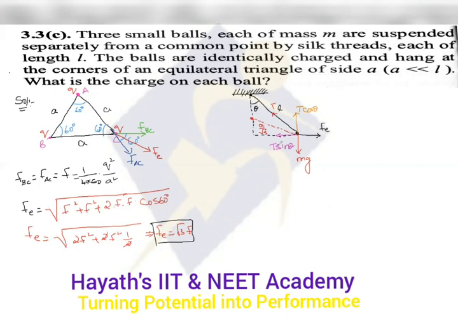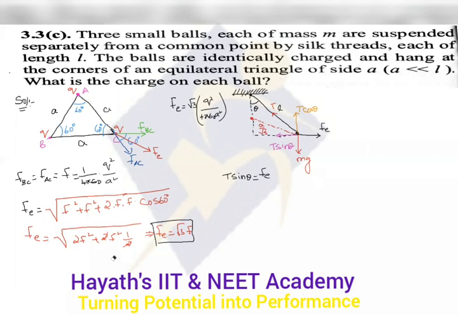Clear? So now from this diagram we'll equate the horizontal component as well as the vertical component. First we'll equate the horizontal component. T sin theta is equal to what? Fe, and we got the value of Fe here, that is root 3 f. We got the value of f right from here, so I would like to substitute. Fe is equal to root 3 times f. What is the value of f we got here? That is q square by 4 pi epsilon naught a square. Clear?